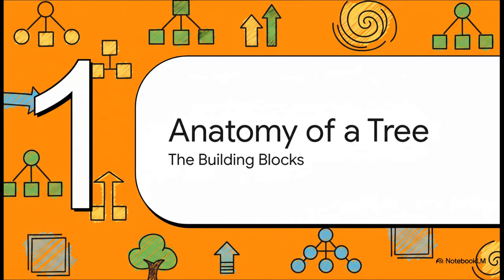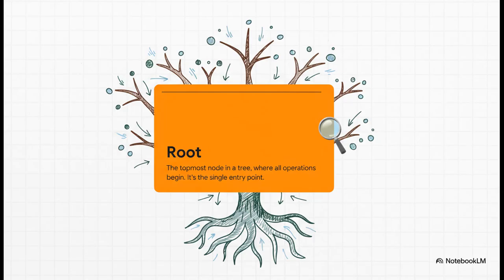Okay, before we dive into the magic, we need to get the lingo down. It's super simple. Let's just quickly walk through the basic parts of any tree so we're all on the same page. Everything starts at the top with a single point, the root. Think of it as the front door to our data structure. Anytime we want to find something or add something, we always start right here.